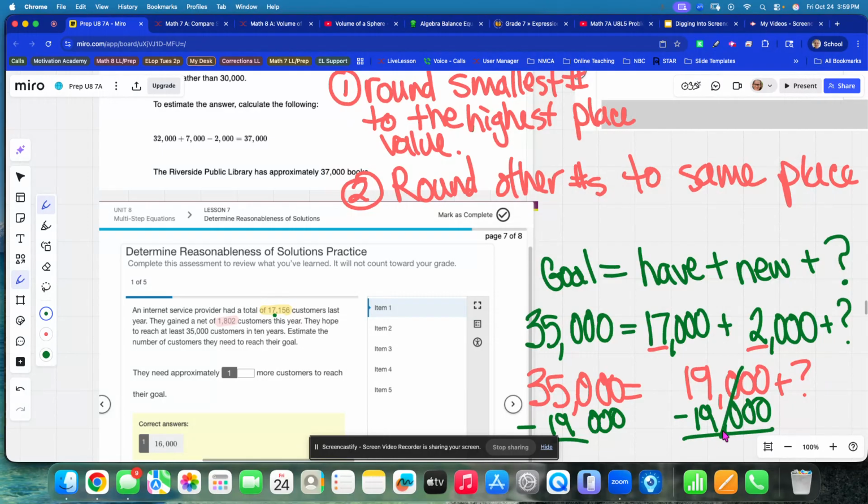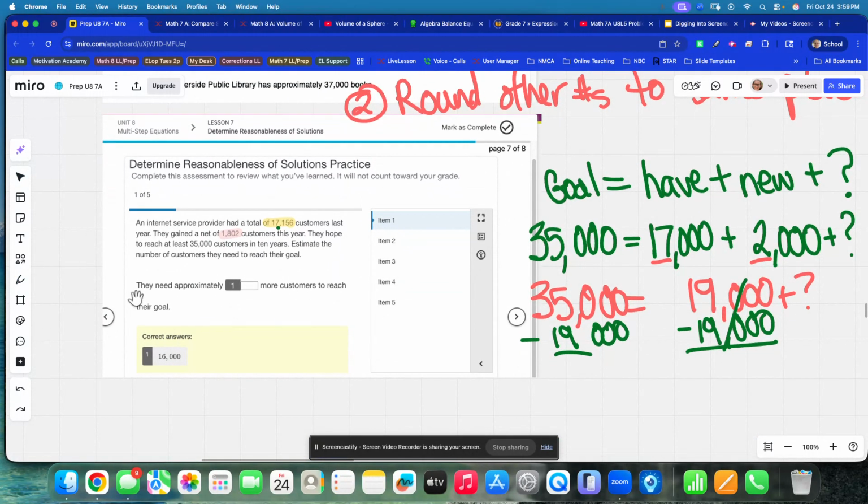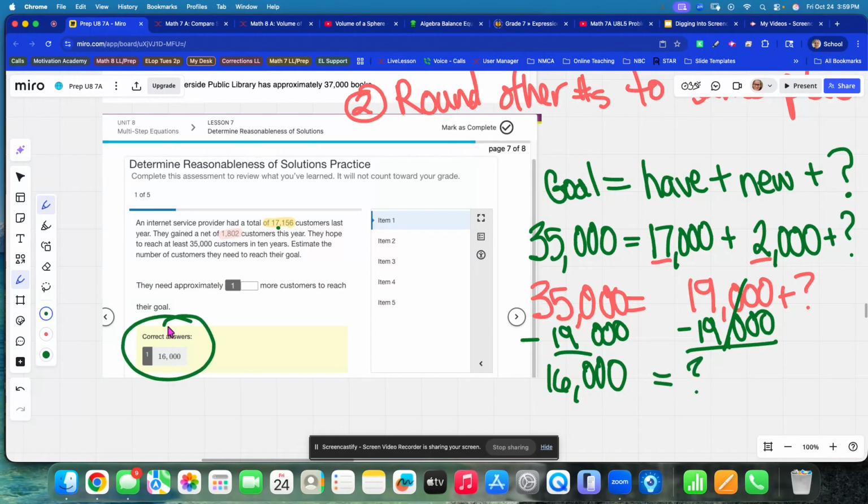Okay, so these all cancel out. All of the zeros, they don't exactly cancel out. I shouldn't do that, but you can disregard them in your mind and then put them on the answer. Okay, so 35 minus 19, that's going to be 16. Okay, so that's the answer there.